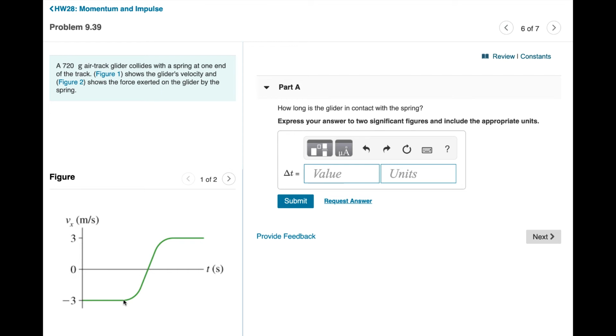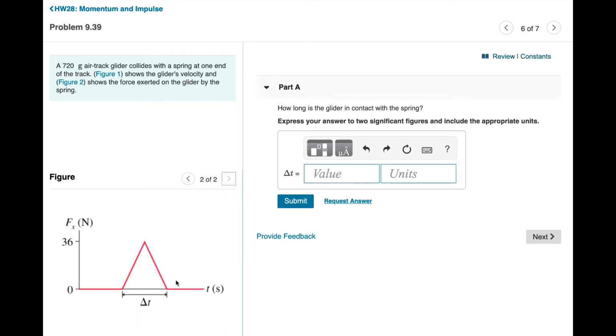You look at this graph and you say, well, I can't tell. Do you see? Here is where the velocity starts to change, and here's where the velocity stops changing, but there are no tick marks on the time axis. Well, look, there's another graph. If I click, I get a graph of the force as a function of time. Again, there are no tick marks on the time axis, so here's where the force started and here's where the force finished, but I can't do that.